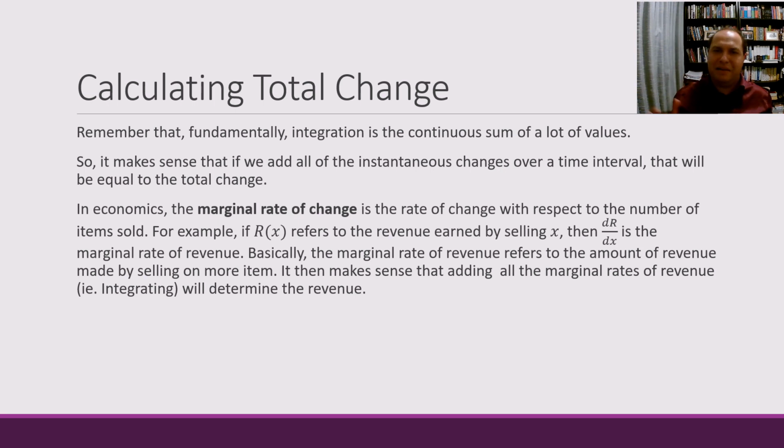It lets us add up all of these instantaneous rates of change, all of these marginal rates of change, and adding them all together will give us our total cost. Or if we're looking at revenue, the marginal rate of revenue would be how much extra revenue we get by selling one more item, and integrating that, adding up all of those marginal rates of revenue together, will give us our total revenue.